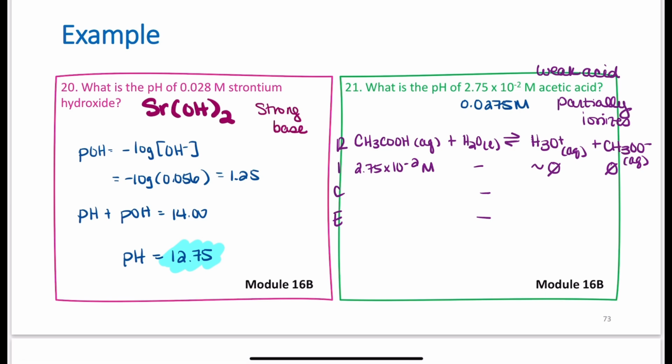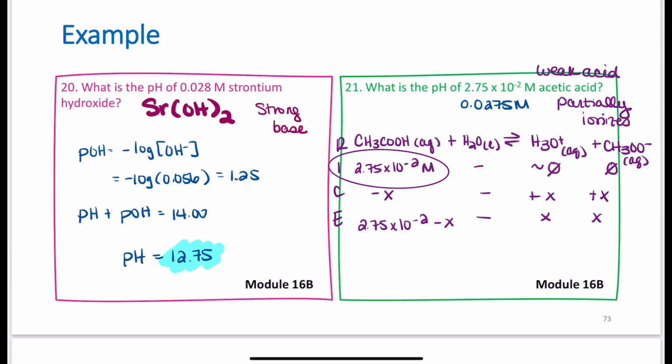This concentration is greater than that, so the hydronium that's going to affect the pH in the solution is due to the acetic acid, not the hydronium or the water autoionization. Change: I've got minus x, plus x, plus x. Again, minus because this is the only thing present at the start. It's the only thing I have, so it's the only thing that can react, okay? I don't have any hydronium or acetate, so they're going to be produced. At equilibrium, I get 2.75 times 10 to the negative 2 minus x, and x, x.